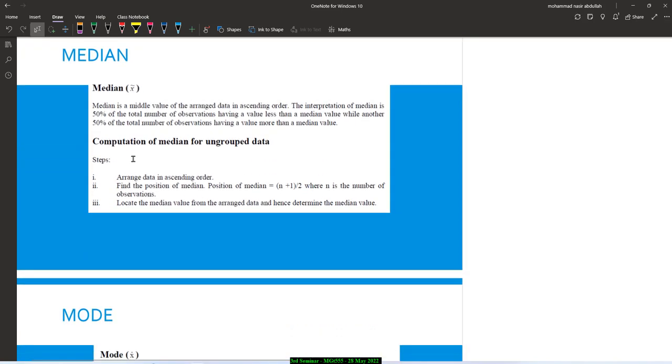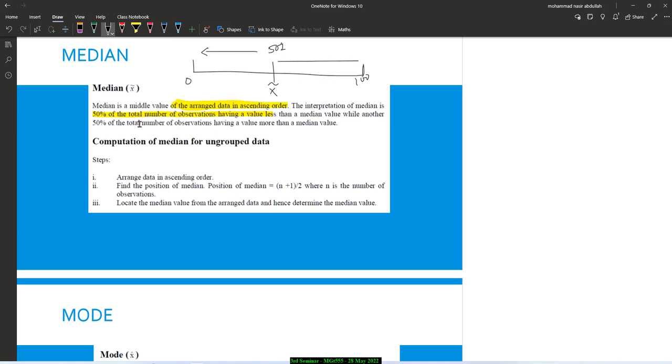So median is a middle value, right? So how to interpret median? Median is a middle value of the arranged data in ascending order. So before we calculate the median, we need to arrange data in ascending order from the smallest value to the largest value. And the interpretation of median is 50% of the total number of observations have value less than the median value. So we remember median is the middle value. So let's say from 0 to 100. So this is going to be 50%. So 50% of the values are less than the median value.